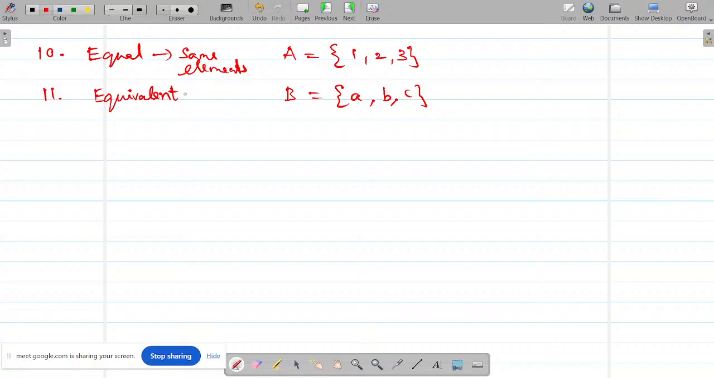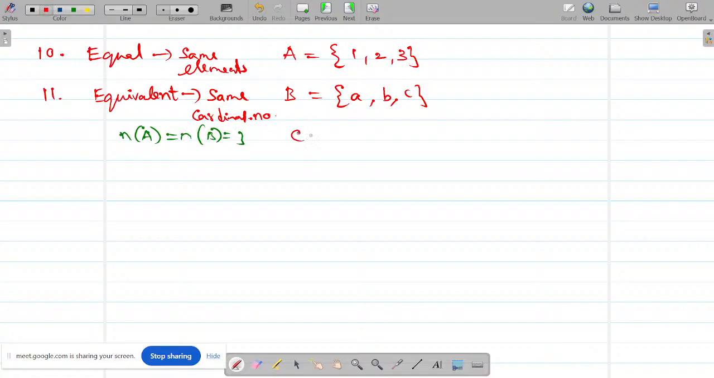A and B are equivalent, yes, because of the same number of elements. When we say equivalent, it means the same cardinal number. What do you mean by cardinal number? The number of elements present. It should have the same cardinal number. So if I check with this A and B, I find that n of A is equal to n of B, both 3. So you call this equivalent.